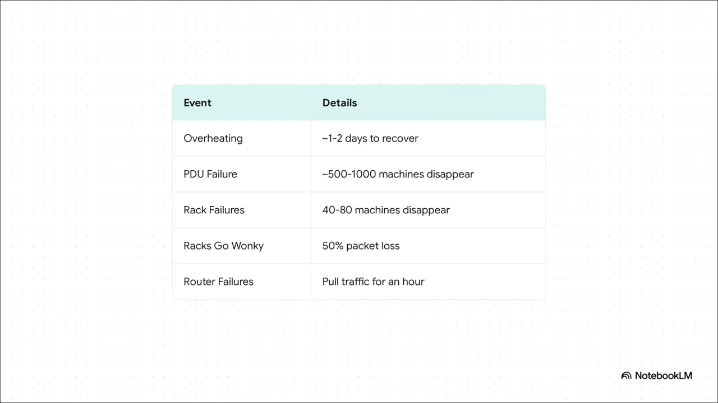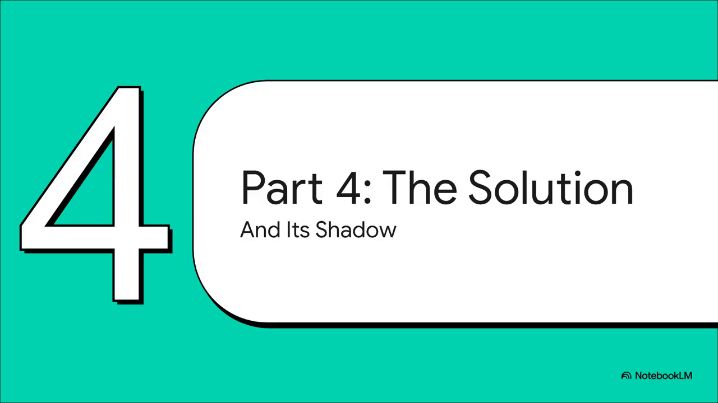Just look at this data. It's from a famous talk by Google's Jeff Dean, and it makes the abstract idea of failure shockingly real. We're talking about 1,000 machines just disappearing because a power unit fails. Entire racks of servers can just go offline in an instant. For a large-scale system, this isn't some rare disaster. It's just another Tuesday.